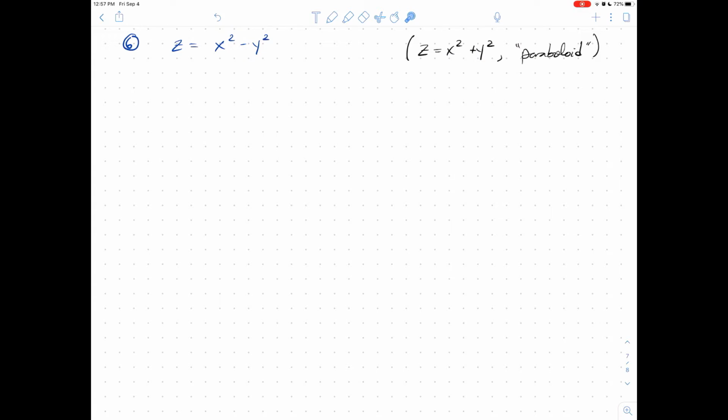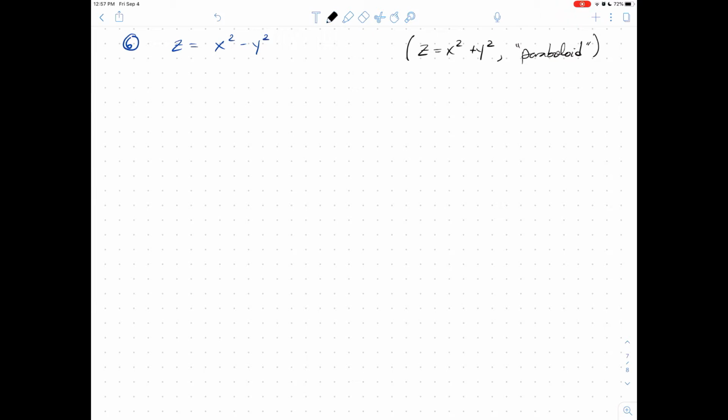Now think about the difference. When you have a plus here, then when z is 1, you get a circle. The minus here, when z is 1, I get out a hyperbola. And so this is going to be a hyperbolic paraboloid. And let me see if we can sketch this together.